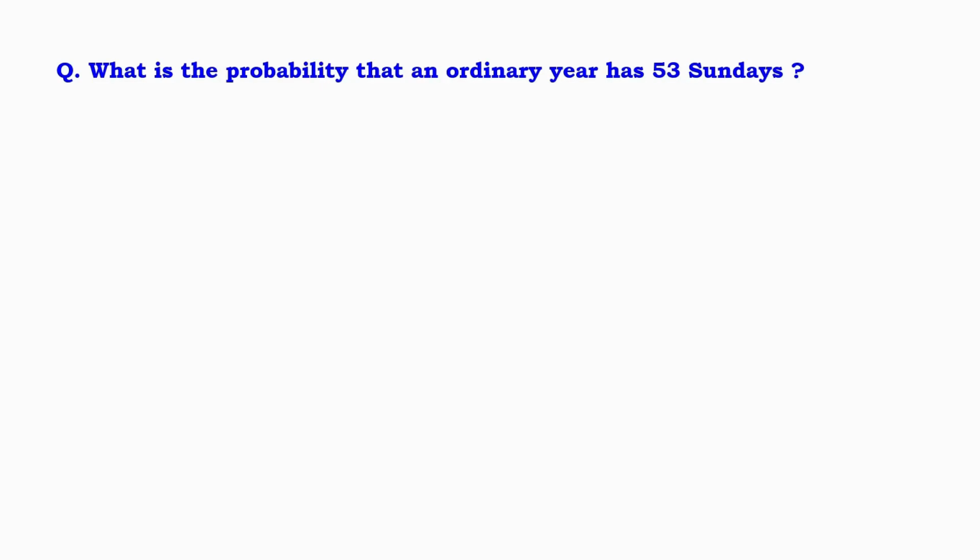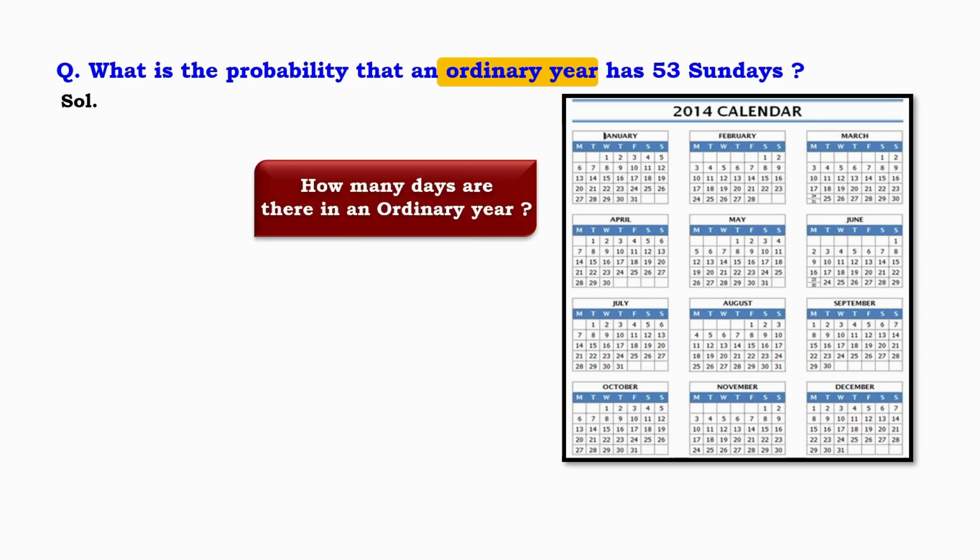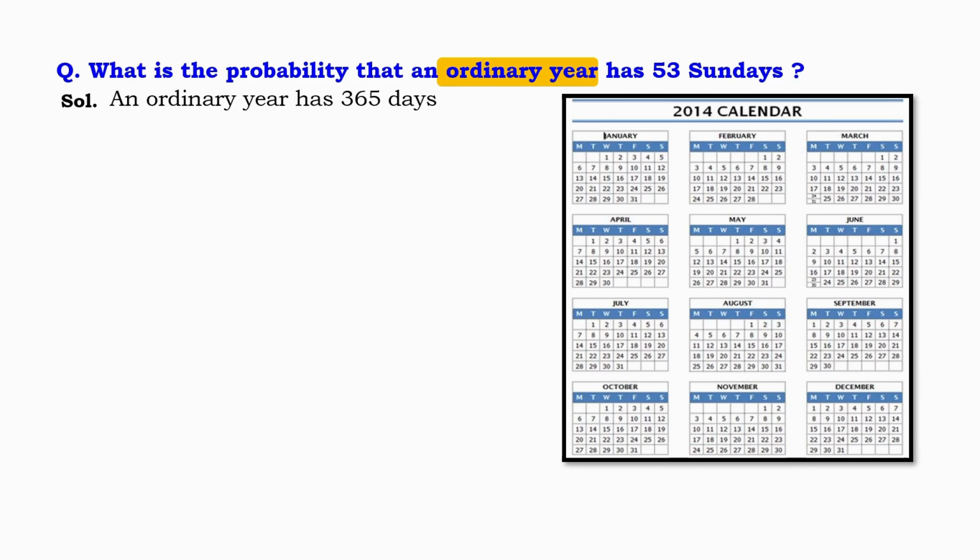Now the first question is, what is the probability that an ordinary year has 53 Sundays? An ordinary year, they have mentioned, means a non-leap year. So how many days are there in an ordinary year? We know that there are 365 days.